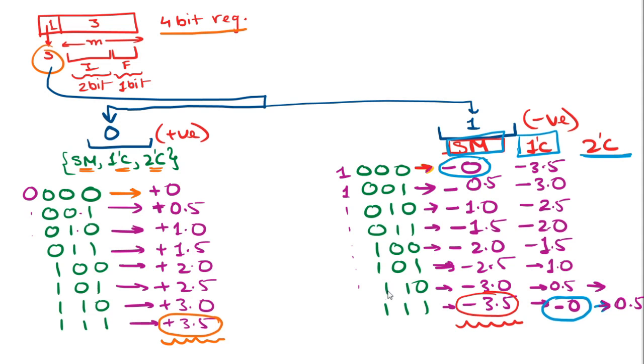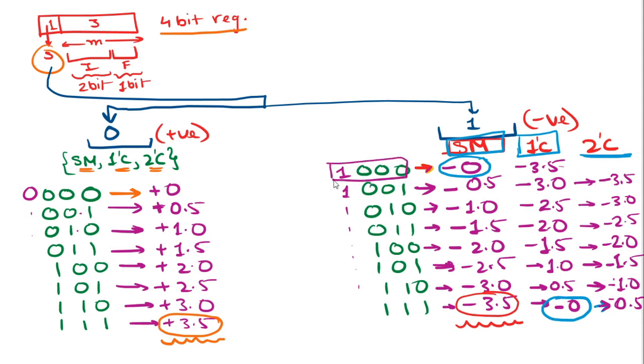Now this is 001. We will add 1. This will become 010, which means it will become negative 1.0. This will become negative 1.5, this will become negative 2.0, negative 2.5, negative 3.0, negative 3.5, and this remaining representation is for negative 4.0.